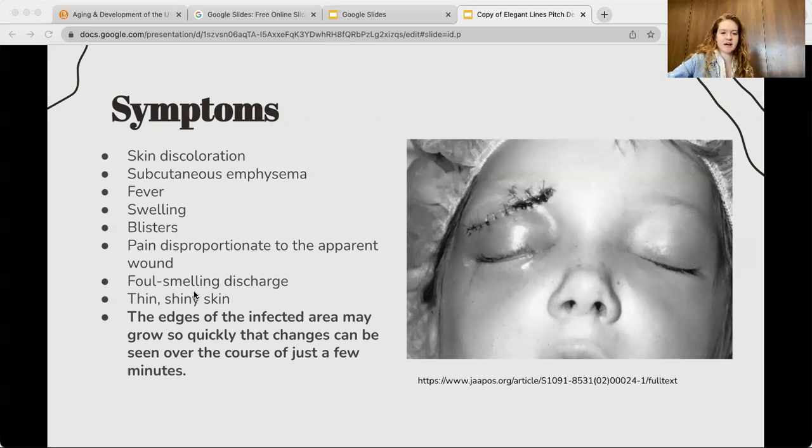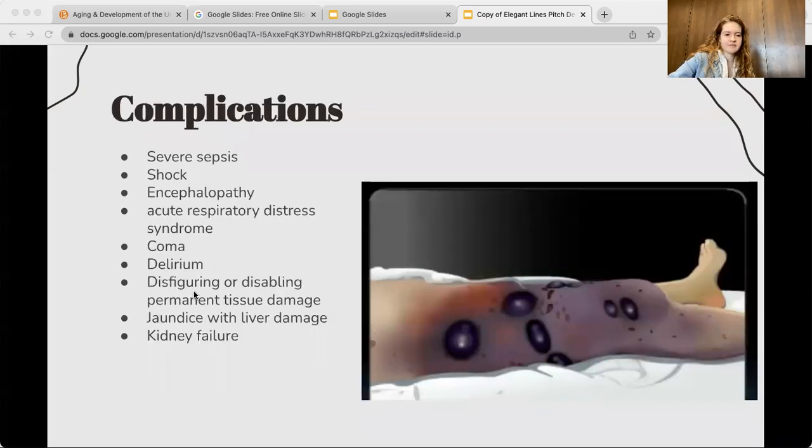It's important to note that it's not common to get gas gangrene in the orbit area, like she has it right here. It typically will develop on the limbs, like the hands and the feet.